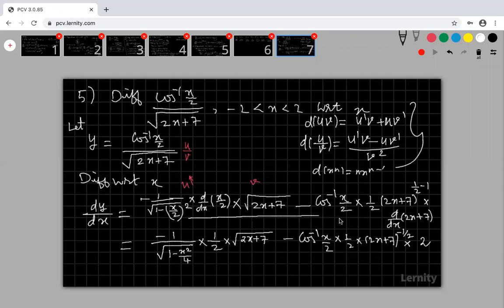Here I forgot that. Take v square: u dash v minus u v dash by v square. What is my v? So this is 2x plus 7 the whole square. That means root and square will cancel. Here also, in the denominator, I have this root and square, which will get cancelled. I will get 2x plus 7 alone.